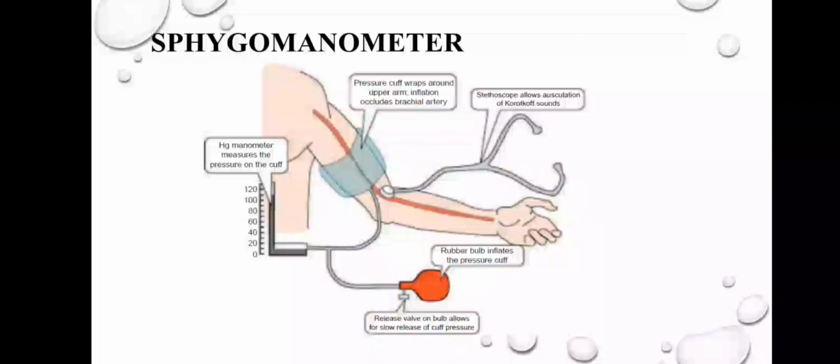As the blood has a turbulent flow, a sound is heard in the stethoscope. This sound is called the Korotkoff sound. When the pressure in the cuff is less than the diastolic pressure, the Korotkoff sound stops. So it is clear that the point at which the Korotkoff sound occurs is taken as systolic pressure, and the point at which the Korotkoff sound disappears is taken as diastolic pressure.